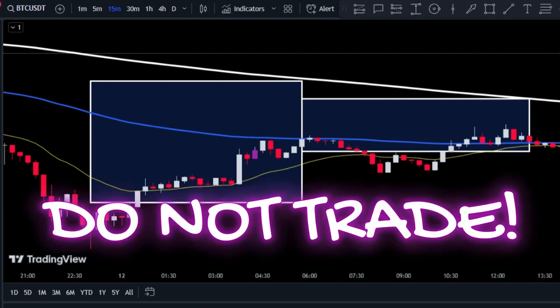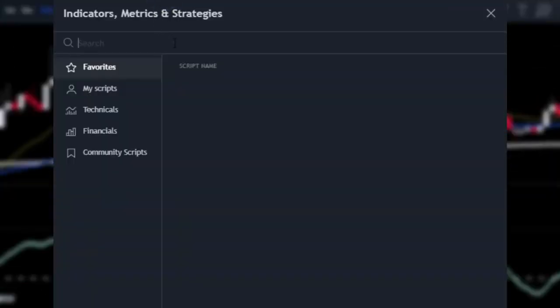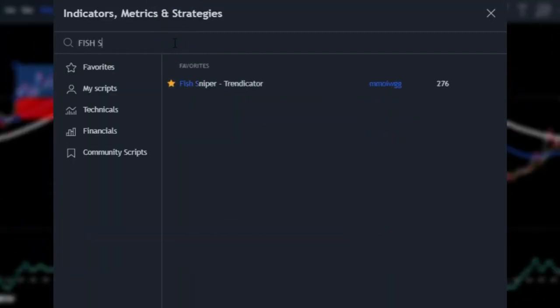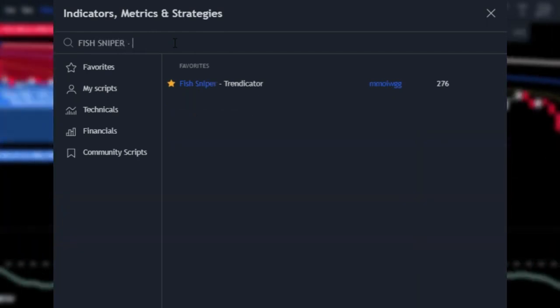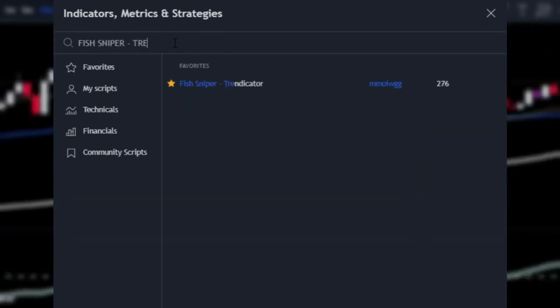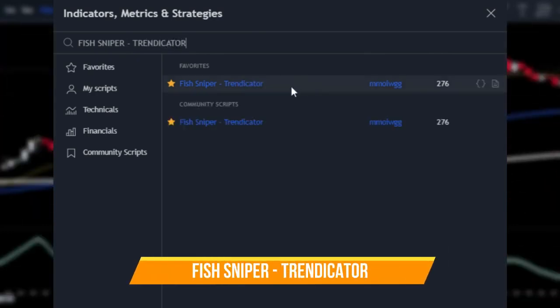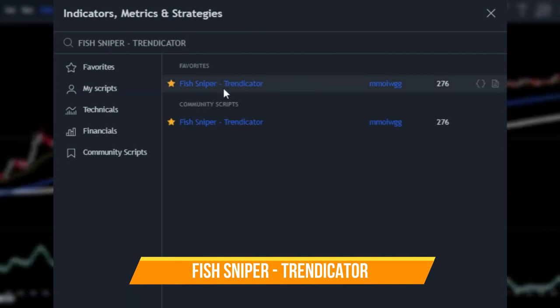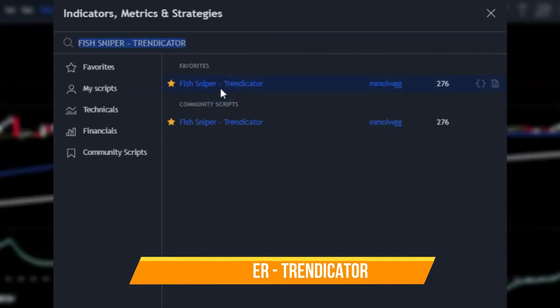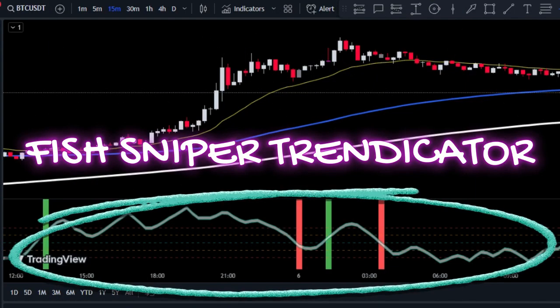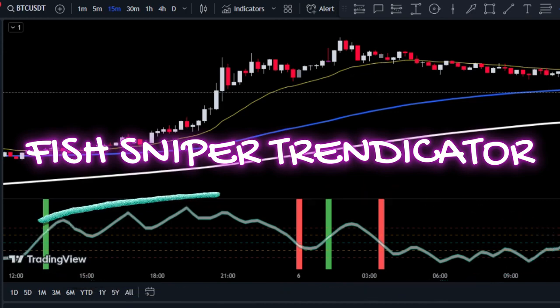Before we can explore the optimal approach for initiating a trade using this strategy, we first need to finalize our setup. This involves incorporating the fish sniper indicator into our chart. After the fish sniper indicator is in place, we'll need to fine-tune a few settings.